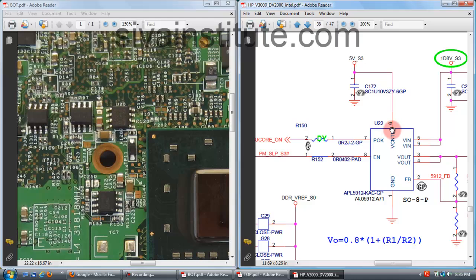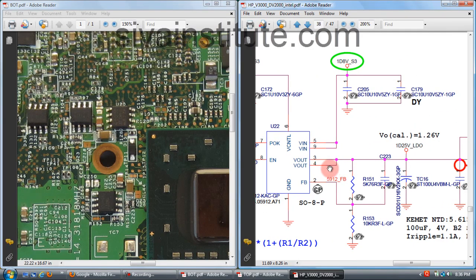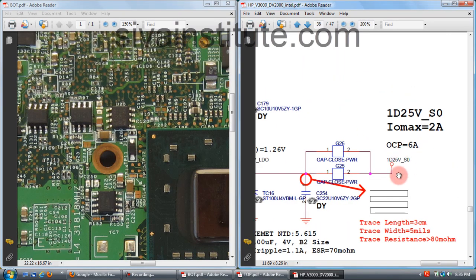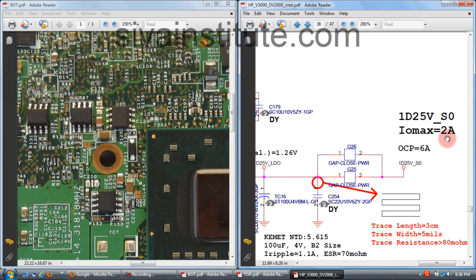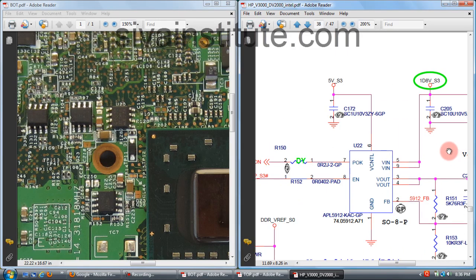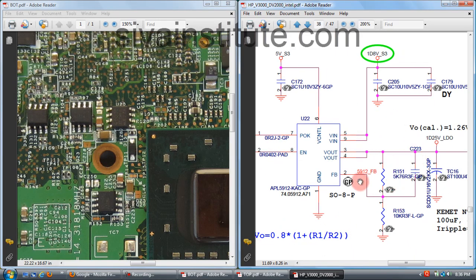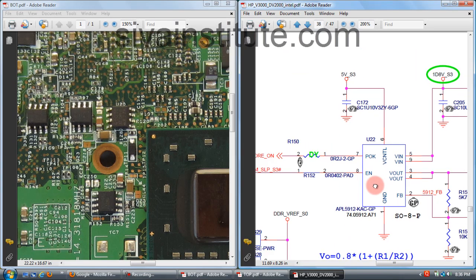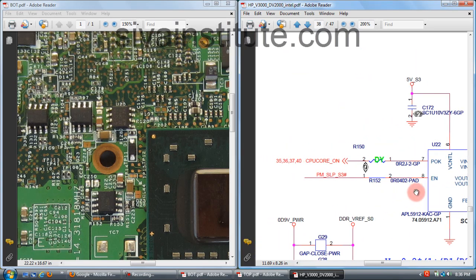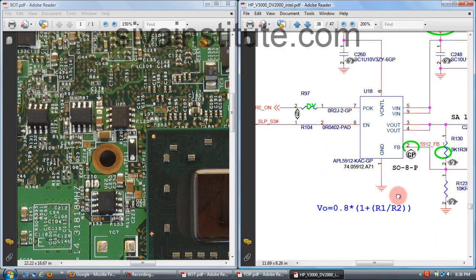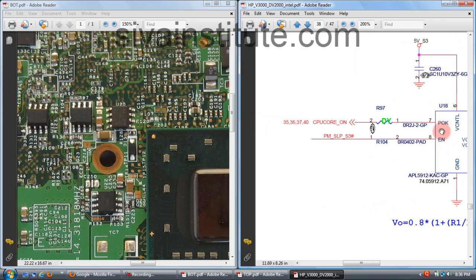When you give voltage to this one, this output will come out from pin number 3 and 4, this 1.25 volts. This voltage goes to GMCH, 1D25S0. I have max 2 amps. This output 2 amps. When this IC is OK, this feedback goes to pin number 2, and this POK, power OK, is released by pin number 7. This voltage goes to CPU core power supply. CPU core voltage comes out from this pin.